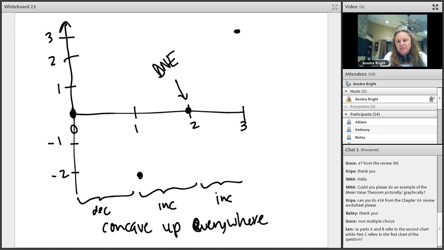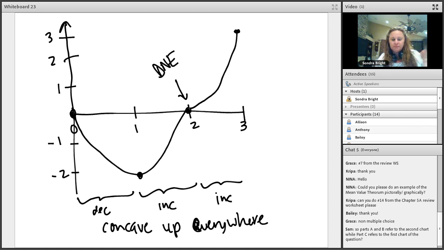So that means there's got to be a cusp or a corner there. And the fact that it's concave up means it's going to be a cusp. So we go up, concave up, and then concave up. That's how I would draw it. There's a possible graph of it.